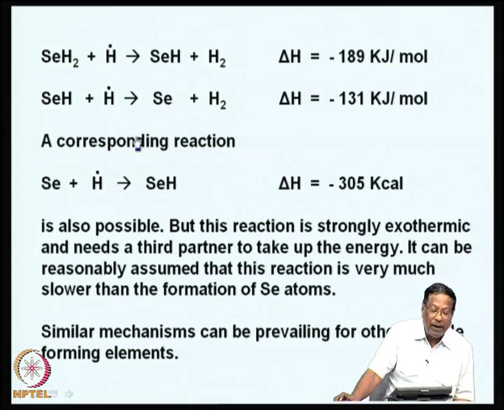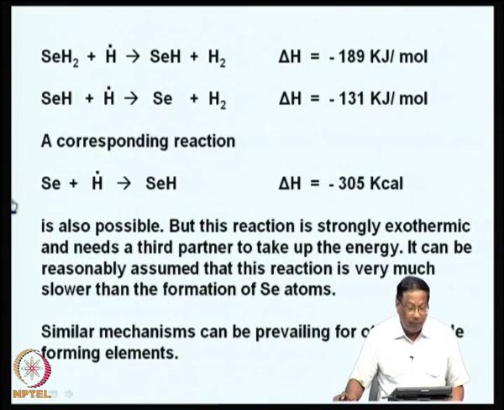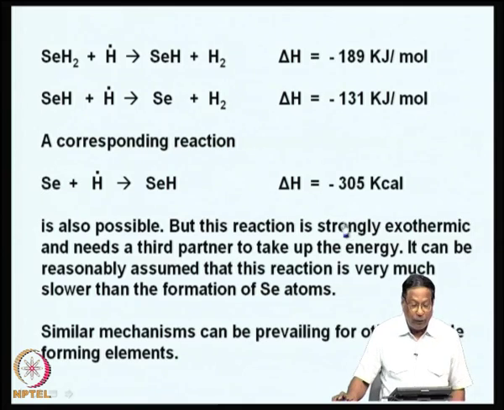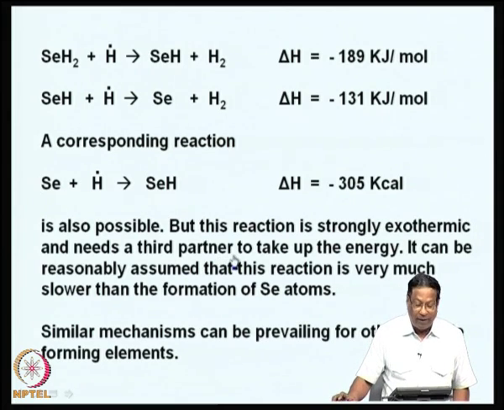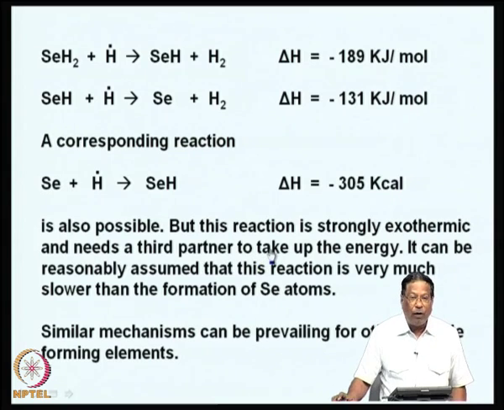So, a corresponding reaction, that is Se plus H dot, this also is possible. This selenium can react with one more H dot, producing SeH, selenium hydride again. For this reaction delta H is minus 305 kilocalories. This is also possible, but this reaction is so strongly exothermic and needs a third partner to take up the energy. Therefore, the probability of this reaction occurring is quite low.